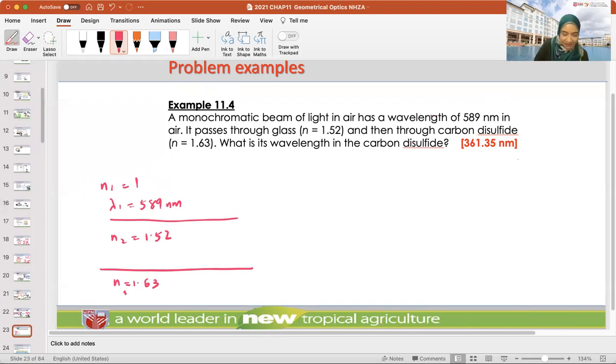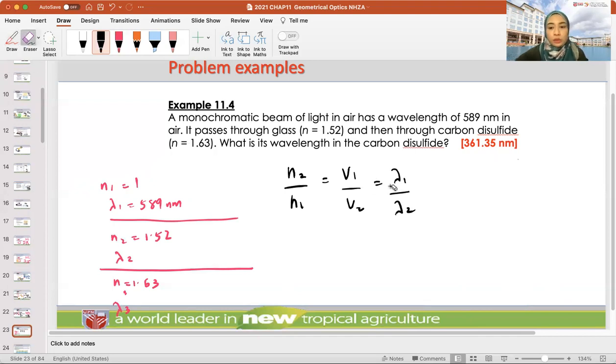Have I done this one? I don't remember. Okay, so there's two ways to do this actually. Either you can go through glass, and then this is lambda 3. So we know that N and lambda are connected by the ratio, right? So N2 over N1. At this point, dah macam bosan dah tengok ratio ni. So V1 over V2, lambda 1 over lambda 2.